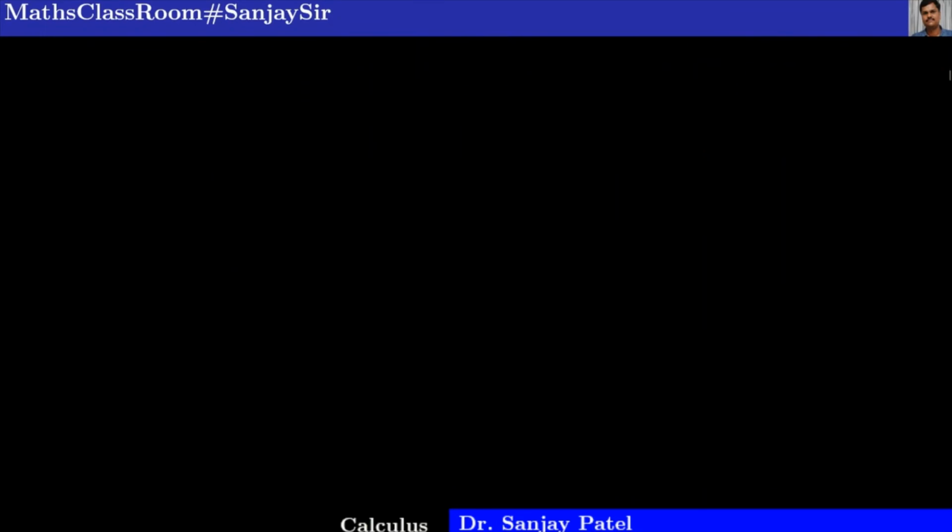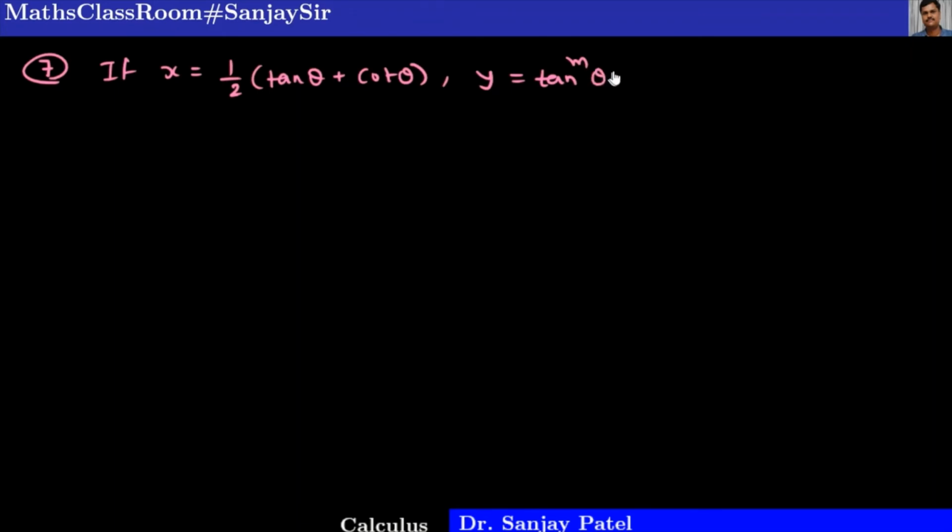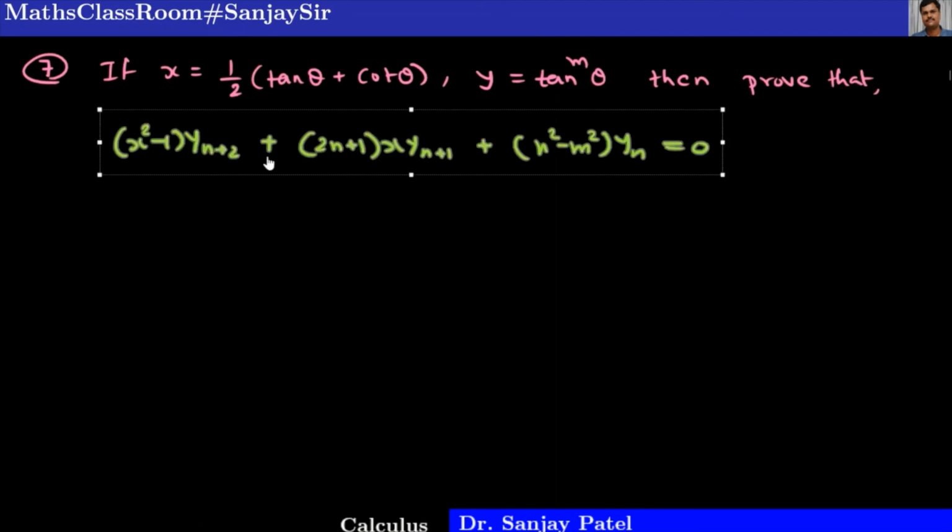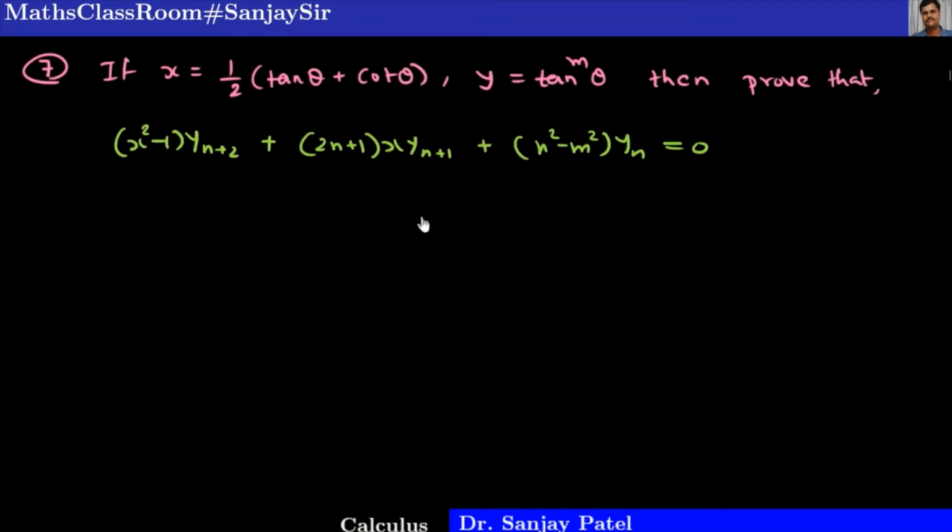Problem number 7. If x is equal to 1 by 2 times tan theta plus cot theta and y is equal to 10 raised to m theta, then prove the same thing, that x square minus 1 into yn plus 2 plus 2n plus 1 into x into yn plus 1 and so on. Let us solve this also.